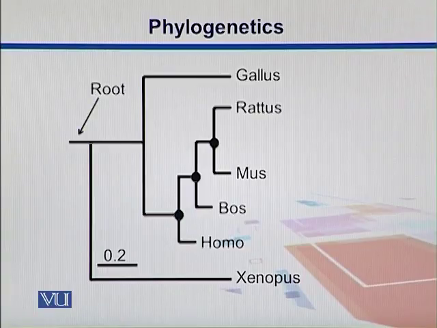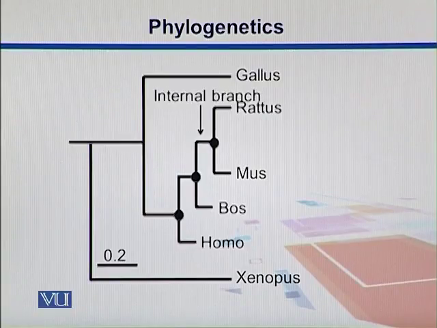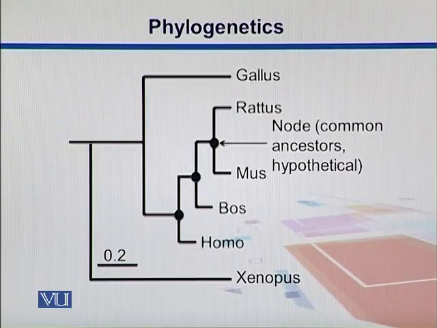So here is the root. This tree is rooted. In some further slides we will see that trees are rooted or unrooted. This is an internal branch, which ends in some internal node. Here is a node. Nodes are the places from where the leaves arise or come out.